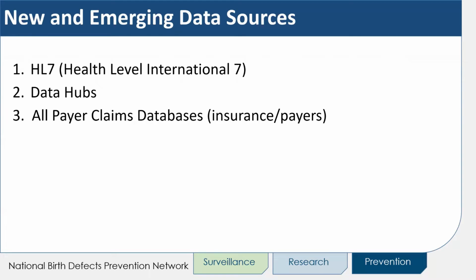Data hubs are another type of emerging data source. A third type of emerging data source is all-payer claims databases. These are claims databases used by insurance and other payers, such as Medicare. Note that not all states use these data sources. So, if you want more information on these data sources, you could ask staff from other birth defects surveillance programs.